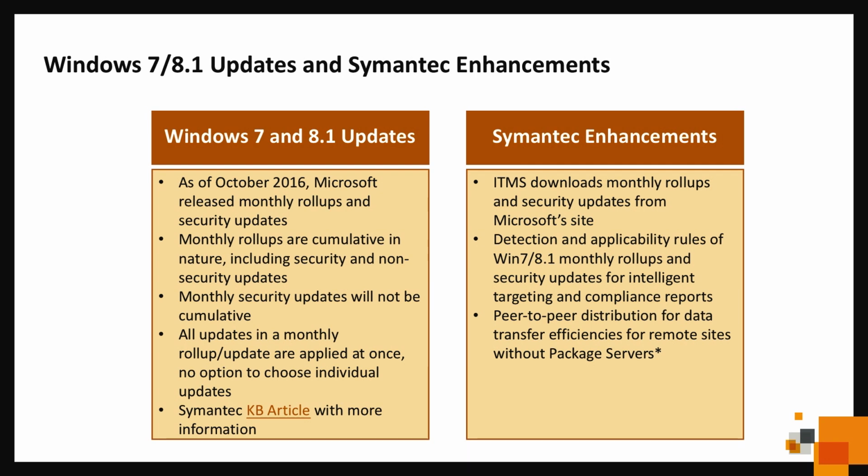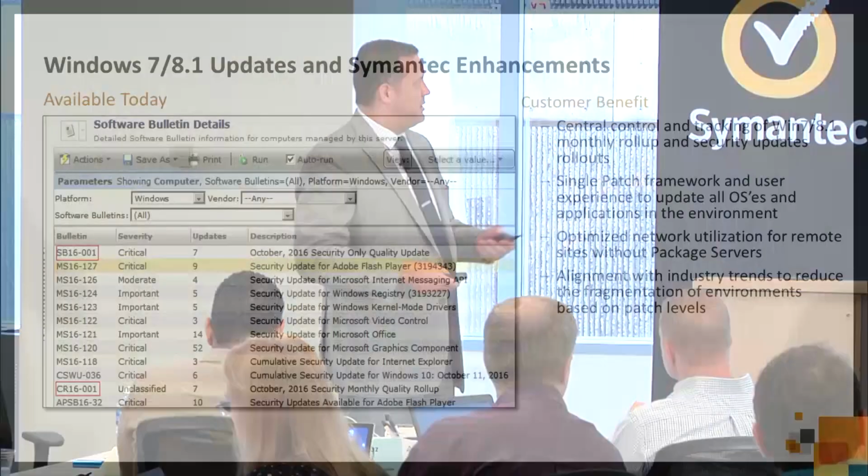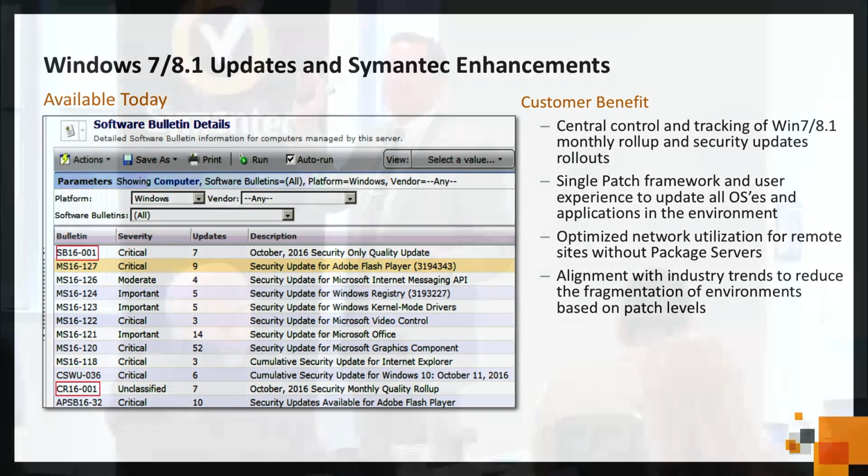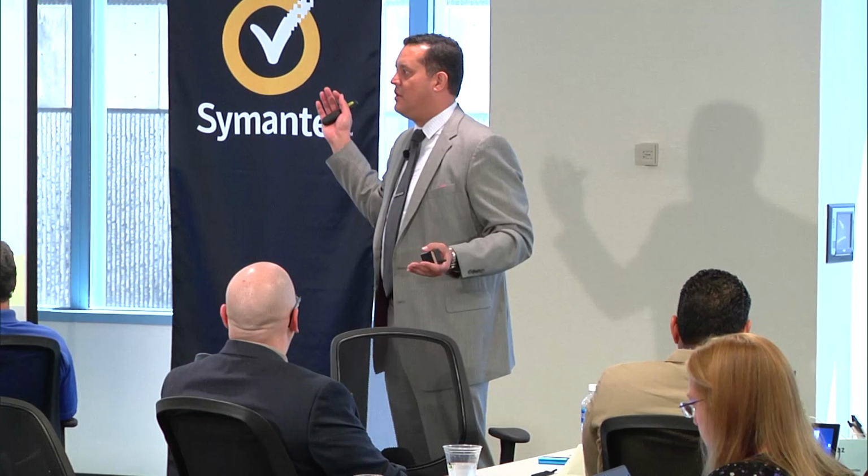And right now, the way that we accomplish that is we introduced a new feature called peer-to-peer client communication, which allows you to do faster distribution, whether it's patching, software distribution, anything that you have to do with Altiris, we can handle through peer-to-peer right now. With that said, and I'll touch on that later, it basically allows you to have, as you see here, central control and tracking of all your Windows 8 and Windows 7 patching, monthly roll-ups, and cumulative updates. You can use that single patch framework to do your patching. I figure everybody here is doing patch management, so I'll save you the time.